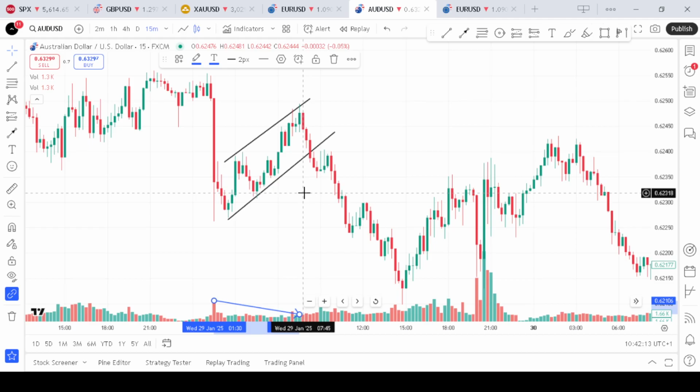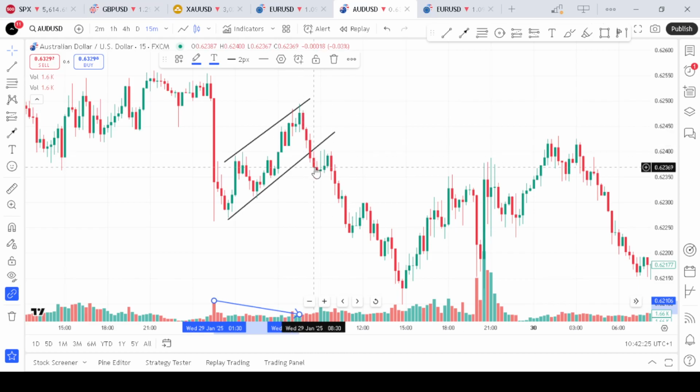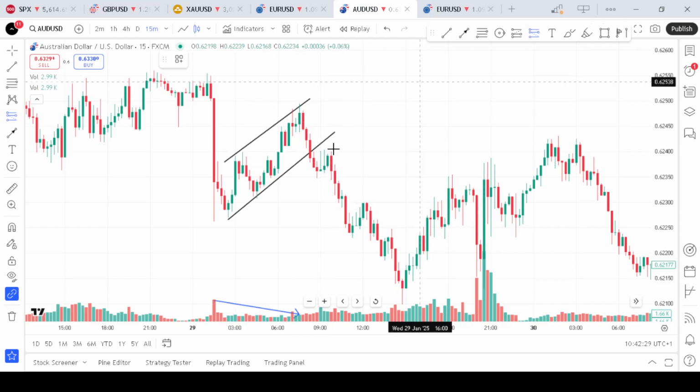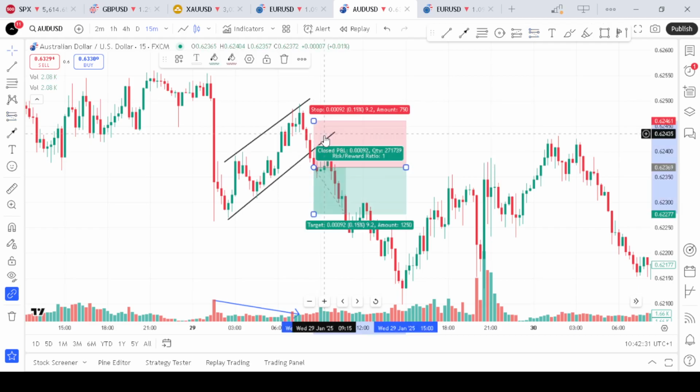So how do you enter? The fourth step: you enter when you confirm the breakout. It's time to enter the trade by placing a sell order immediately after price breaks below the lower trend line. So when price breaks below the lower trend line, you can enter your trade at that area. You enter your selling position when price breaks below that trend line.